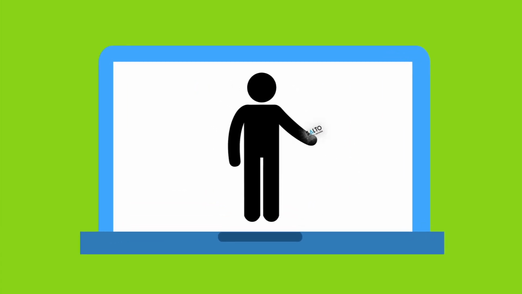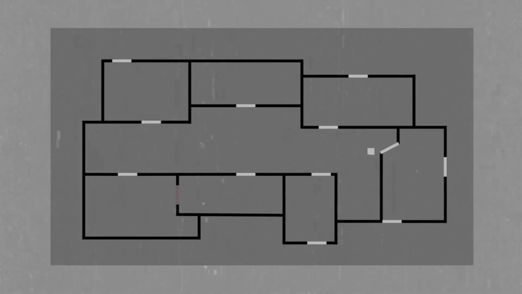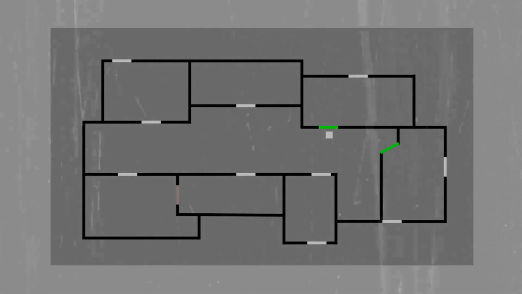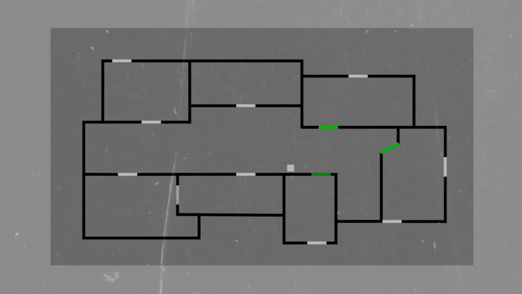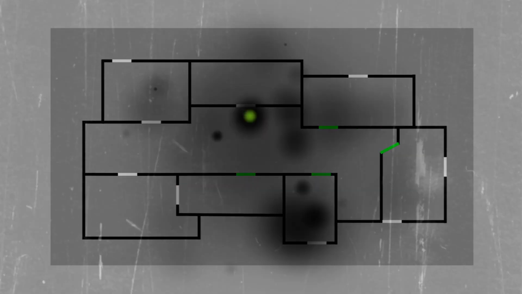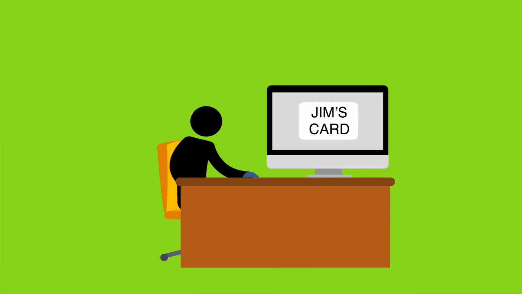Let's say Jim's lost his card. Again, normally to make sure Jim's old card no longer works, a staff member would have to go to every unwired lock in the system and update them individually. With SALTO, the building administrator can easily eliminate Jim's old card with the click of a mouse.